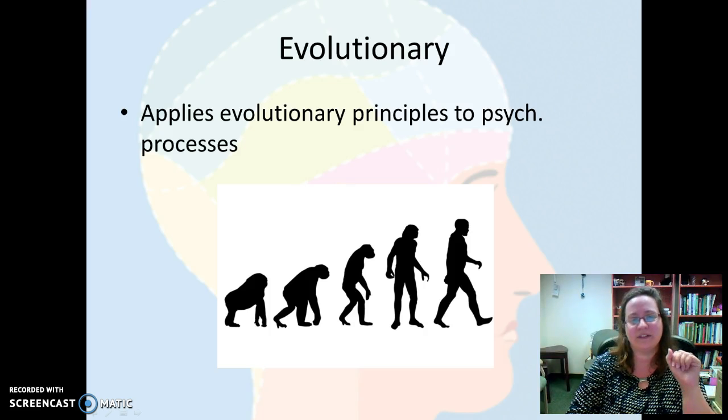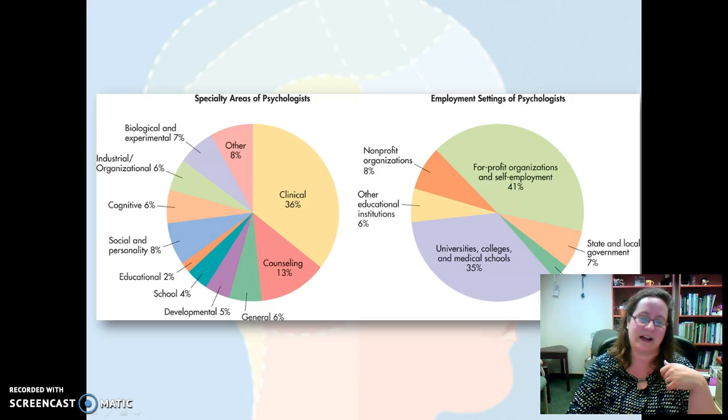And finally, our evolutionary perspective. This is taking principles based on evolution, often coming from finding a mate and reproduction, and applying those to what we see in psychology. The book will go over where you can find psychologists. I'm a developmental psychologist by training. 5% of psychologists are like me.